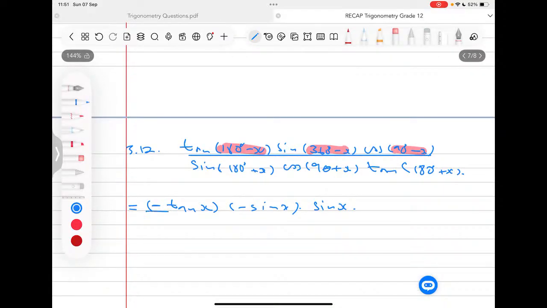Then we are going to divide all this by what we have here in the bottom. So here, this is the third quadrant, right, where we're saying 180 plus theta.